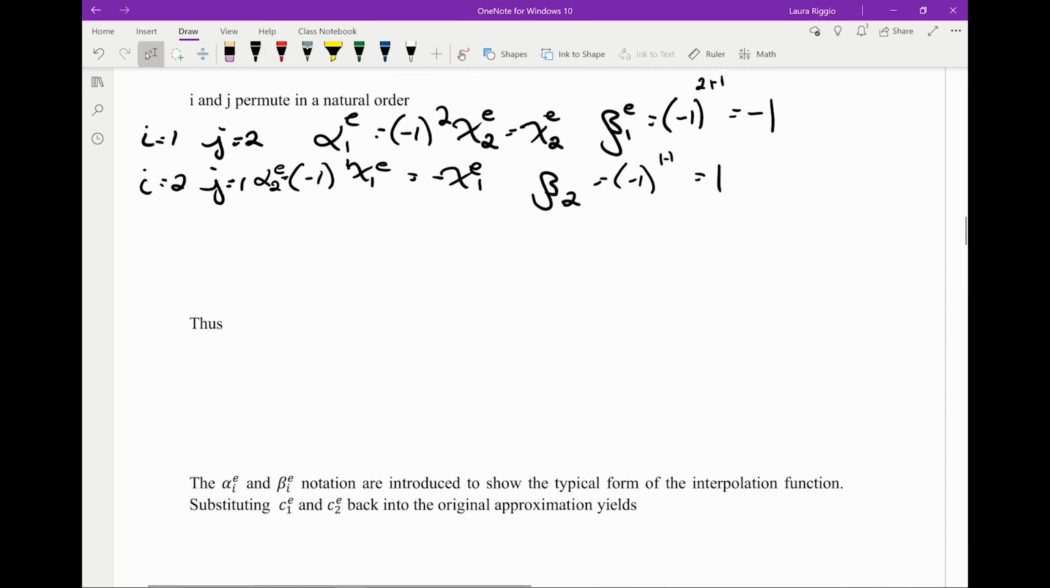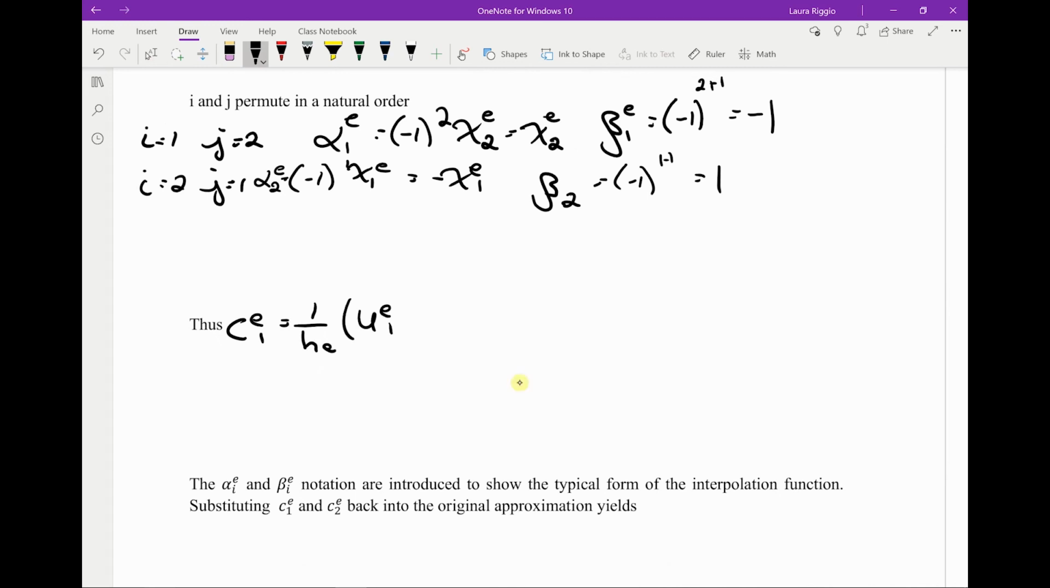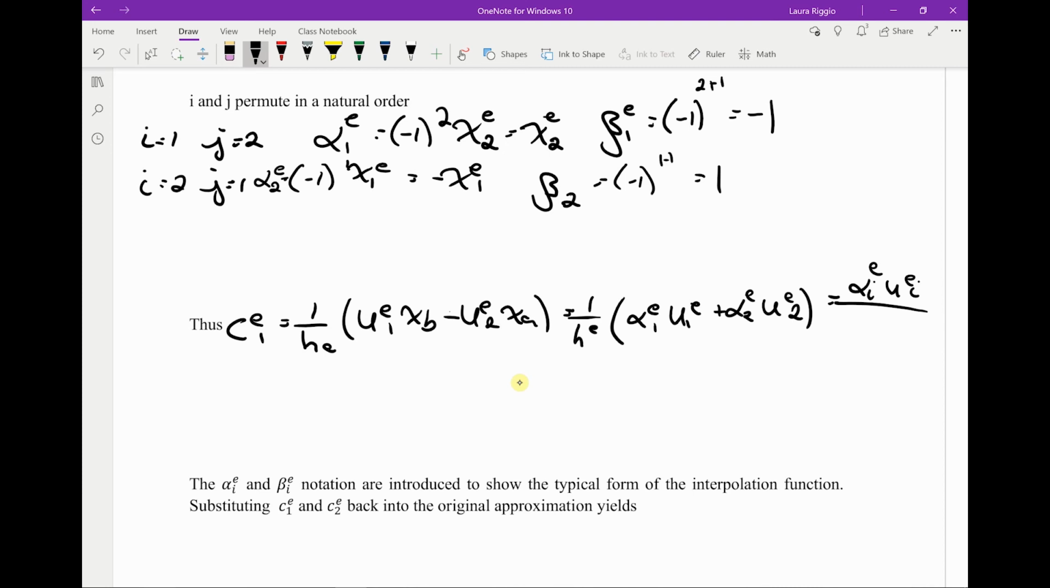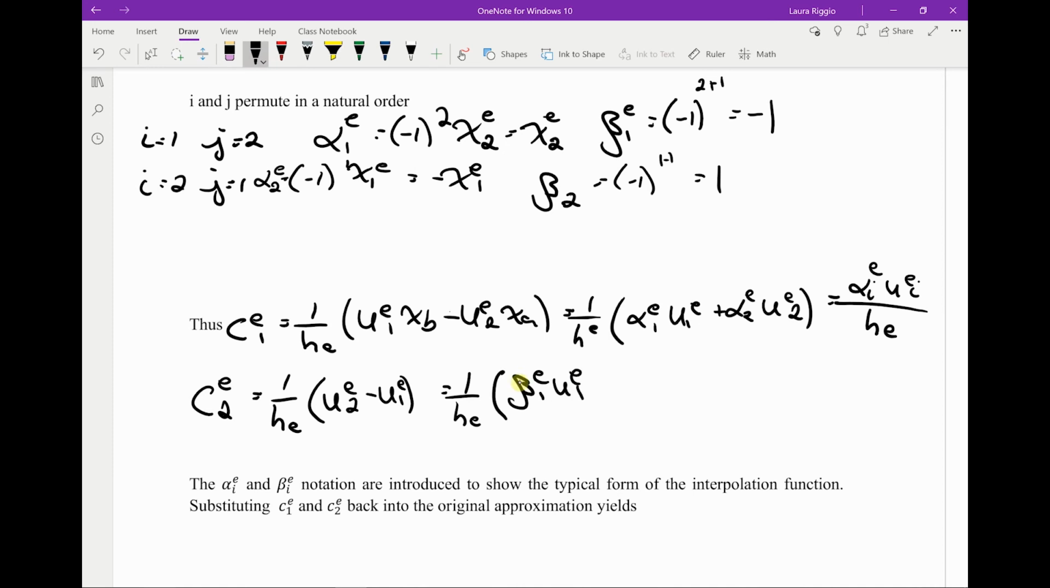So I can write my coefficient c1e as 1 over h times u1e xb minus u2e xa, as 1 over he times alpha 1 u1 plus alpha 2 u2, which is equal to alpha i ui over h, and c2e, which is 1 over h times u2 minus u1, as 1 over h times beta 1 u1 plus beta 2 u2, which is beta i ui over h.